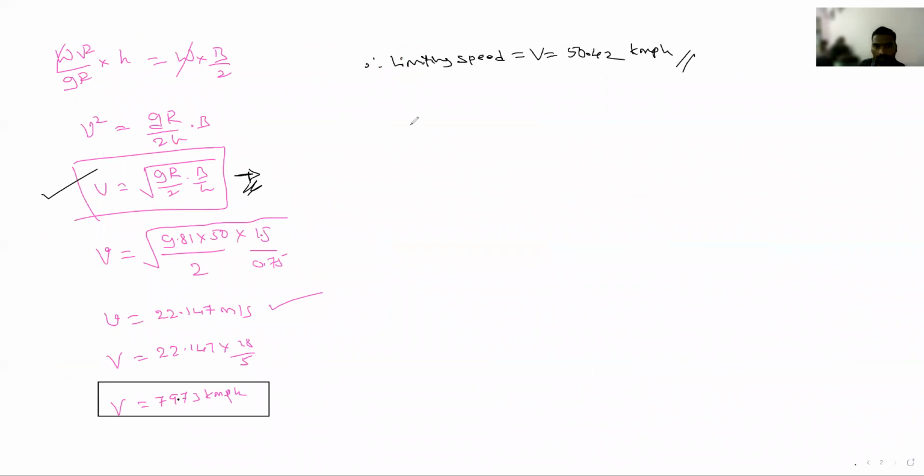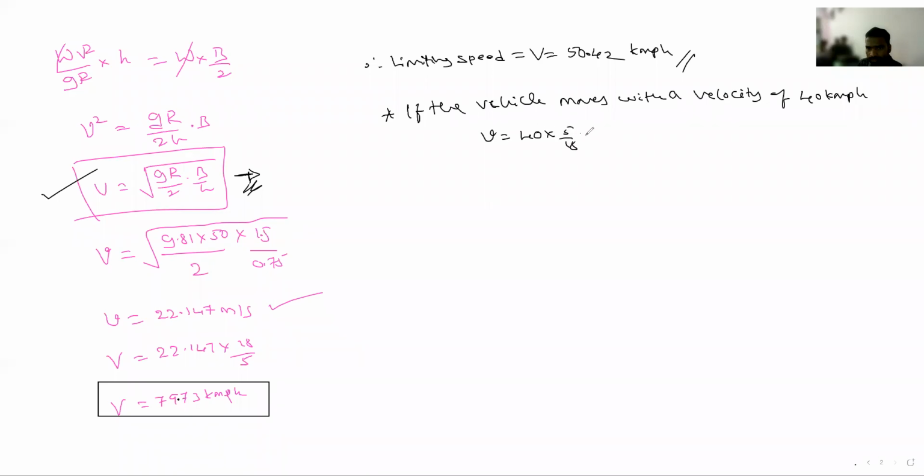Okay, write the next bit. If the vehicle moves with a velocity of 40 kmph, so small v is equal to what? 40 into 5 by 18 is equal to 11.11 meter per second. Then taking the moment about outer wheel, taking moment about outer wheel.